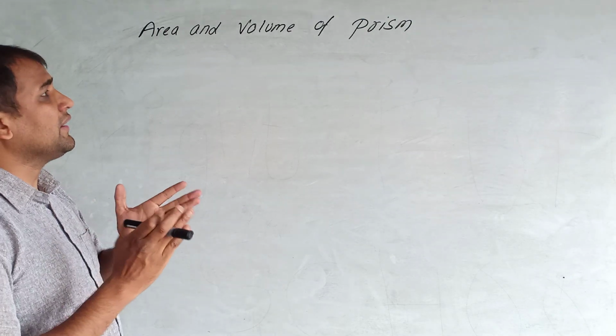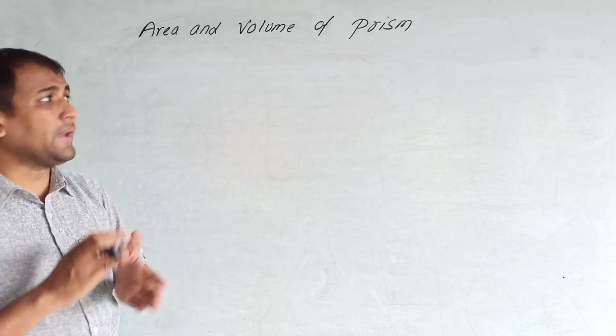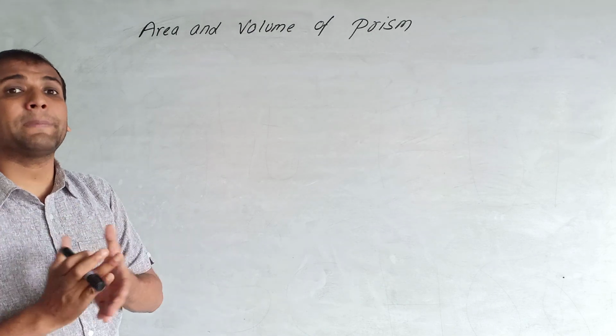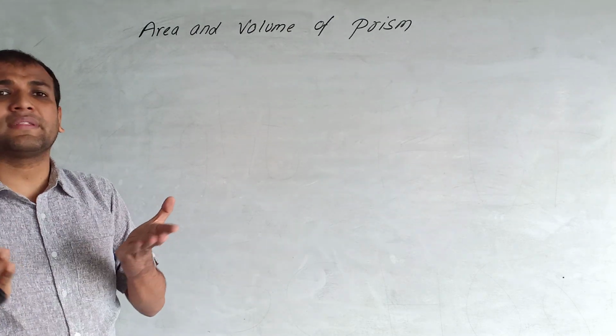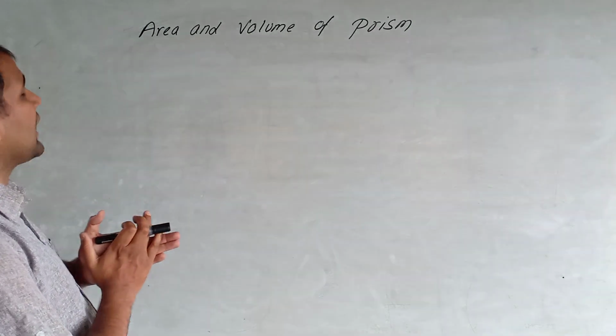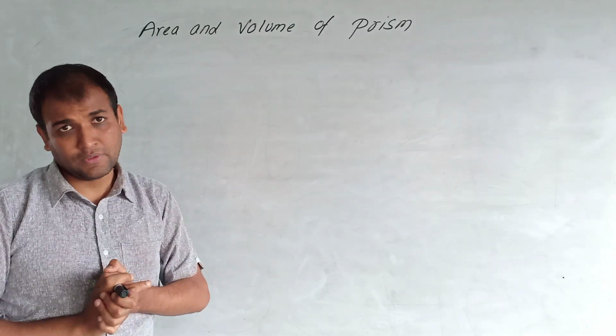When the bases are triangular, they are said to be triangular prism. When the bases are square, that is said to be square prism. And when the bases are rectangular, that is said to be rectangular prism. And when the bases are circular, that is said to be circular prism.